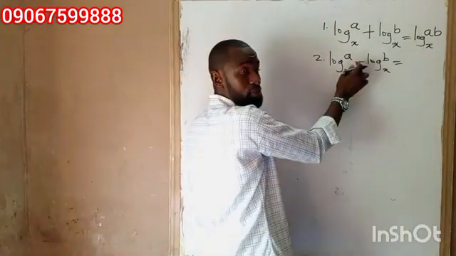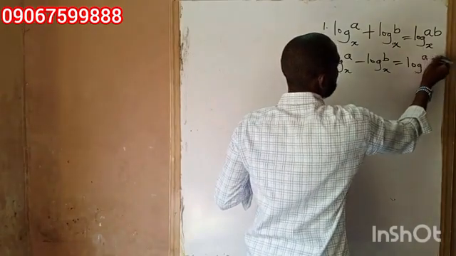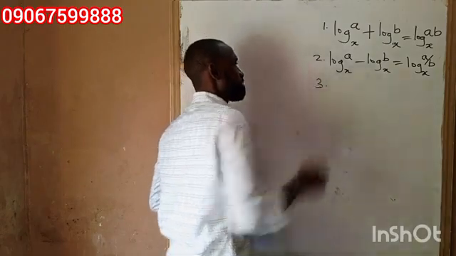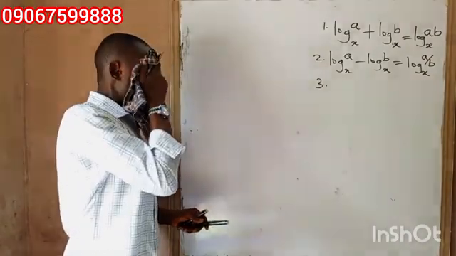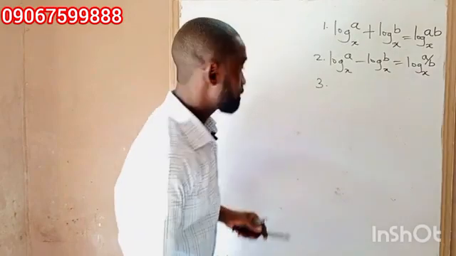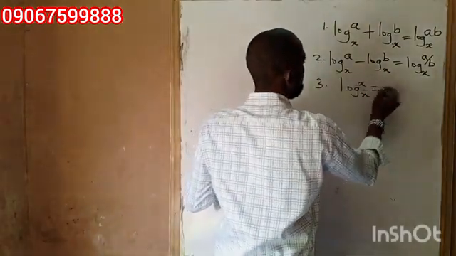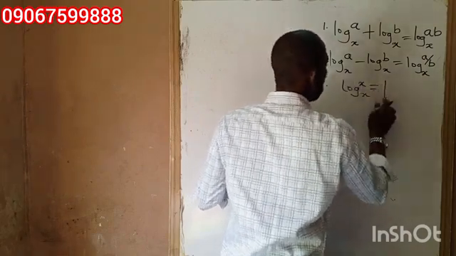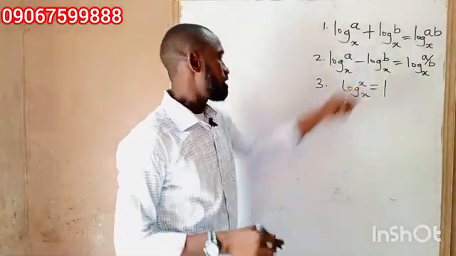Second law, if I have log of a base x minus log of b base x, if I have subtraction between them, the same base, I will divide. That will be log of a divided by b base x. Now the third law, the logarithm of a number to its base is 1. So log of x base x will give us 1. Take note of all these laws, very important. Log 10 base 10 is 1. Log 1000 base 1000 is 1.